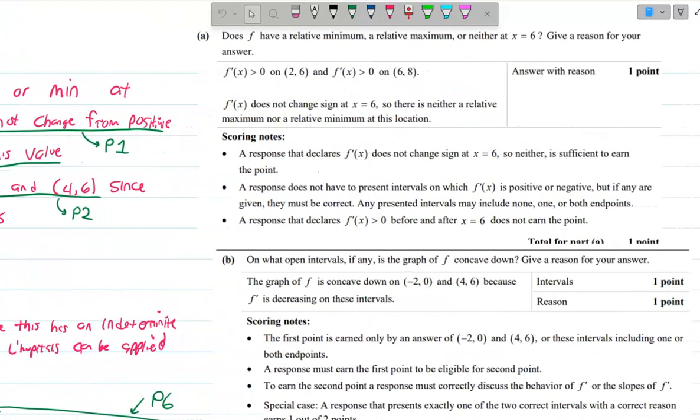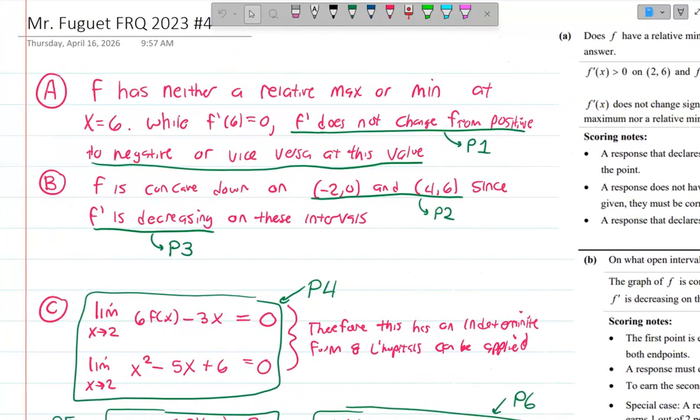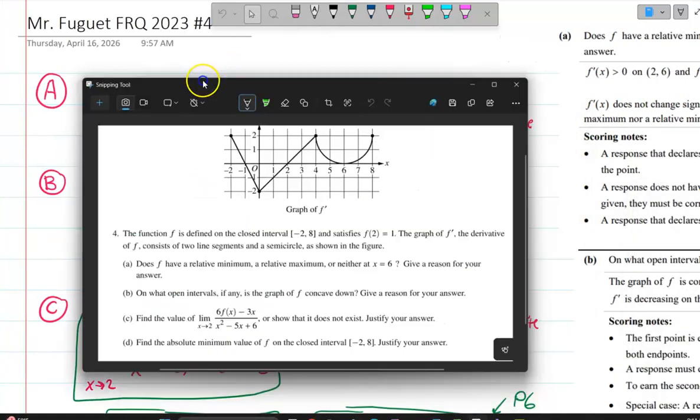And so I just want you to note here with this question, all you really have to do is essentially note that it's positive and positive on either side and that it does not change sign. And notice everything is referencing f prime specifically. Okay, in part B, let's bring the question back.